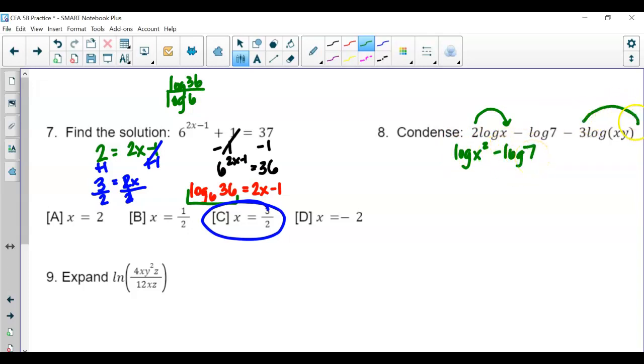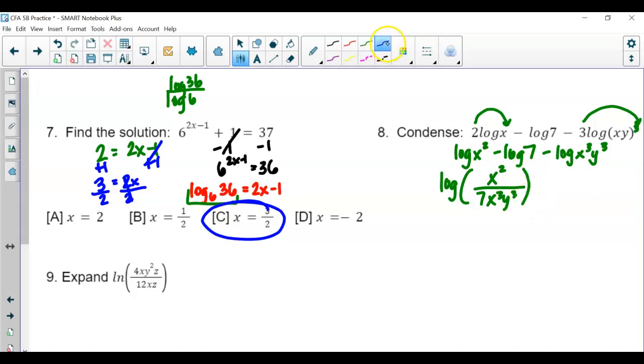Now 3 can be written as an exponent. But because they're both x and y being raised to the third power, I'm going to go ahead and rewrite this as log of x cubed times y cubed. And so now we can start writing this as one log. So here I've got log of, remember subtraction represents division, but here x squared is positive. So I'm going to put x squared in my numerator. But then minus log 7, so we're dividing 7, as well as x cubed times y cubed.